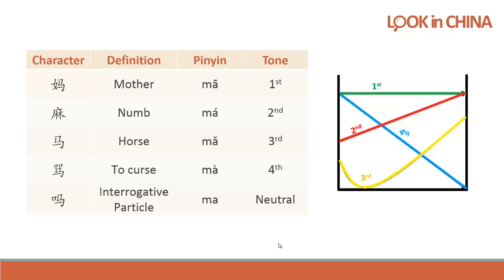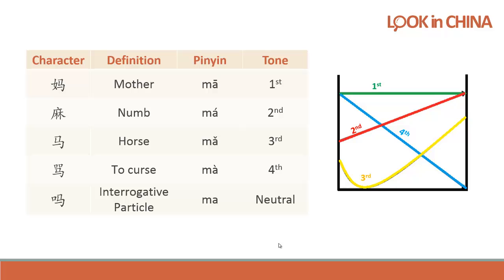The first tone is high-pitched and flat. Ma. The second tone rises in pitch. Ma. The third tone dips and goes back up. Ma. The fourth tone quickly goes down. Ma. And the fifth tone is unstressed and neutral.